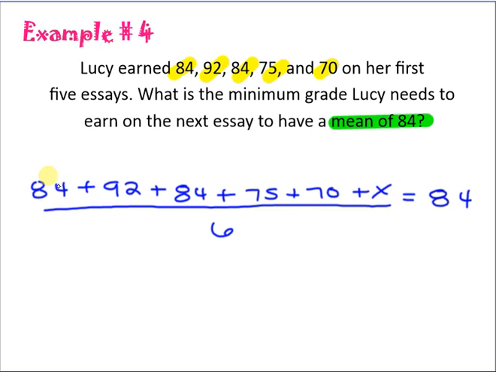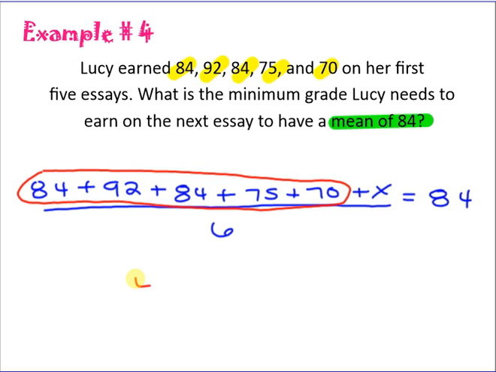Next, we're going to simplify our numerator, which is all of these numbers here. So let's add those guys up. So we have 84 plus 92 plus 84 plus 75 plus 70. That's going to give us 405 plus x divided by 6 still, and it still equals 84.